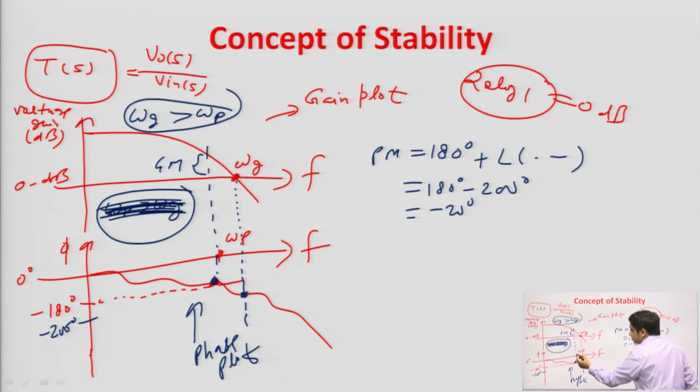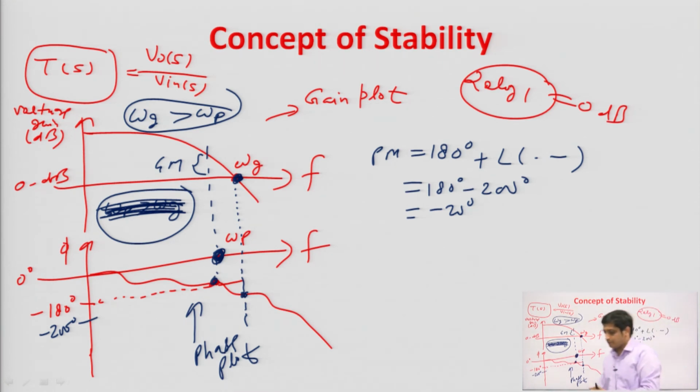You can see that this is your phase crossover frequency, this is your gain crossover frequency, and the gain crossover frequency is greater than the phase crossover frequency. Whenever your omega g is greater than omega p, in that case your phase margin will always be negative, and if the phase margin is negative, then the circuit will be unstable.